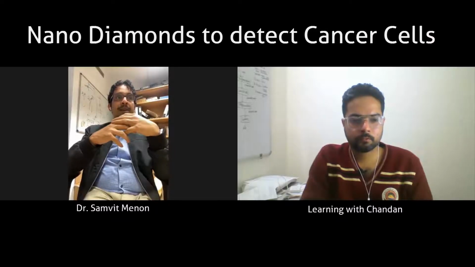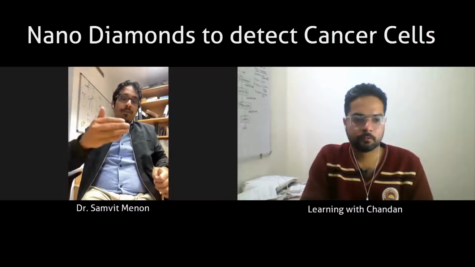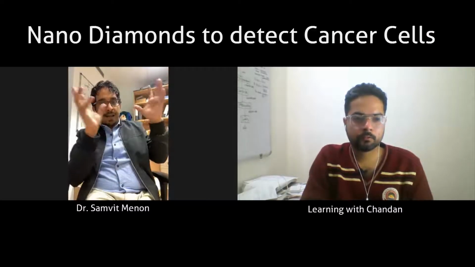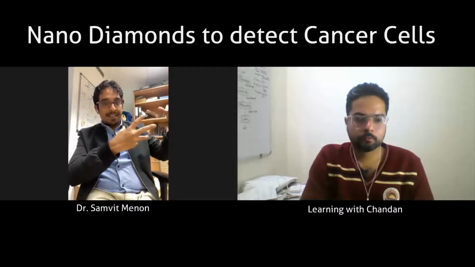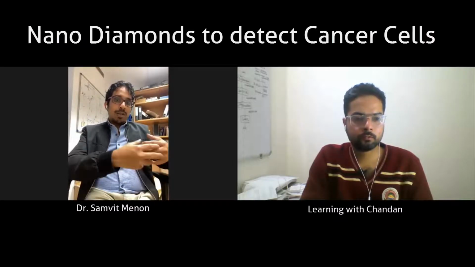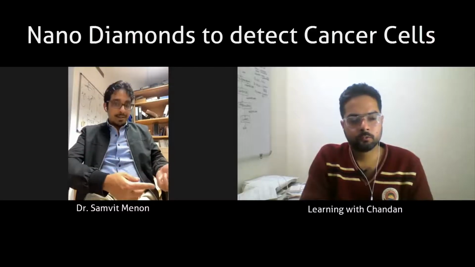So basically being optically active means they give you a glow, like your glow in the dark materials, like when you're traveling by road and your headlight hits the road signs, it kind of glows, right? It reflects. That's how you see it very clearly. That sort of a thing. So those are like fluorescent materials. We are trying to make our diamonds fluorescent.